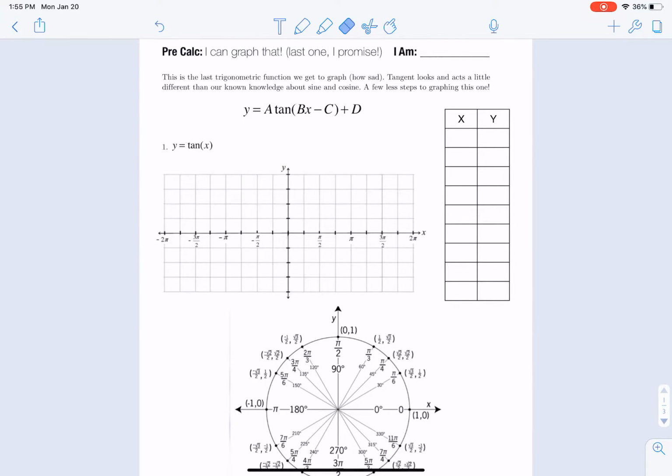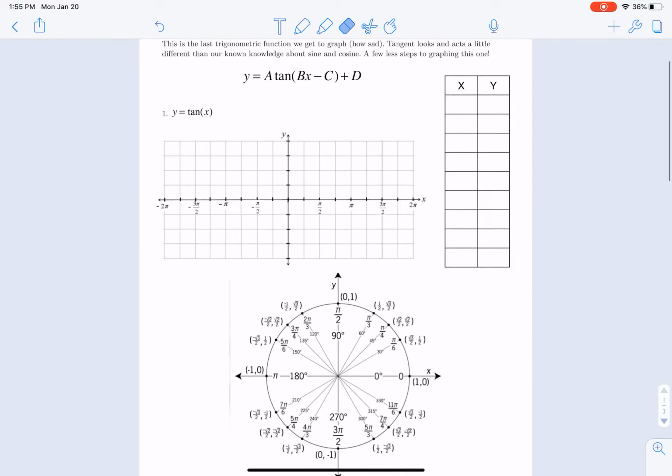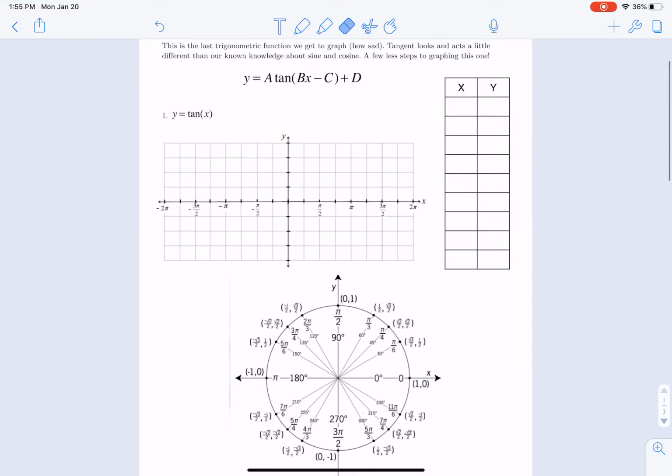If you decided to print out the sheet that I posted for you, you'll see that I went ahead and copied a picture of the unit circle on here. This is just to make that connection between the unit circle and what we're going to be graphing here. What we know about tangent in terms of its coordinate points is that the tangent of an angle is our y value over our x value.